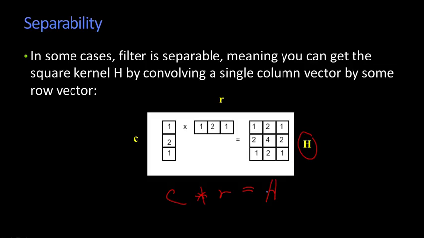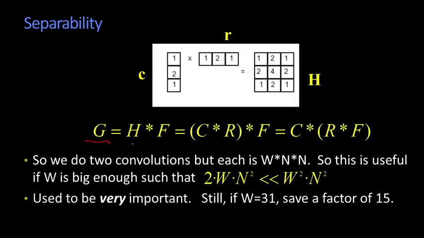Let's suppose we wanted to filter something with h. That would look like this. We have a function g that we're going to create by convolving f with h. But we said that c convolved with r is the same as h, so that convolves f. And because of the associative property, c convolved with r, then convolved with f, in order to get our new function, is the same as c convolved with r convolved with f. The reason that's better is that I can do two column convolutions instead of one squared. So now, instead of being w squared n squared, it's 2 times w times n squared.